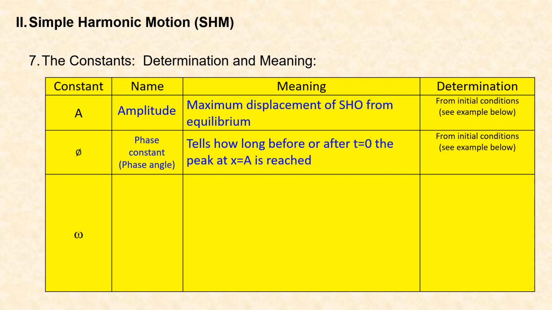It really tells you how long before or after the start of the problem at time 0 the peak, the maximum amplitude, is going to be reached. In other words, when will your oscillator be at its extremes, at a maximum or minimum amplitude? So when the phase angle or phase constant has a value of 0, that basically tells you that you start the problem with your oscillator at its maximum amplitude.